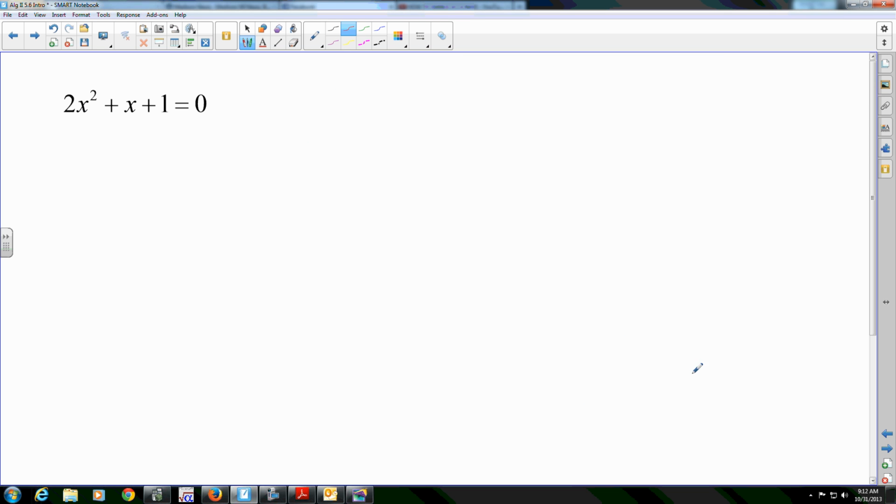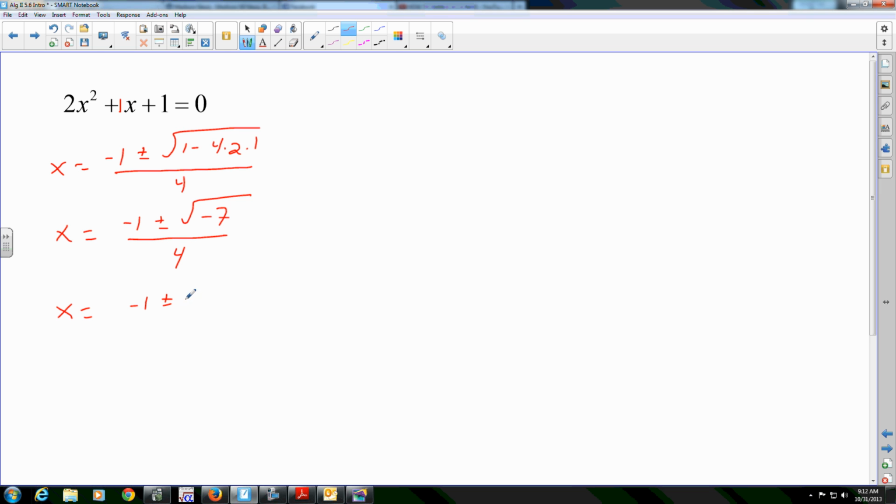Going for this next one. So the opposite of b, so -1, because right now it's a 1, plus or minus the square root of b squared, which is 1, minus 4 times 2 times 1, all over twice a, which is 4. x is equal to -1 plus or minus the square root of 1 minus 8, which is -7, over 4. x is equal to -1 plus or minus i square root of 7 over 4.